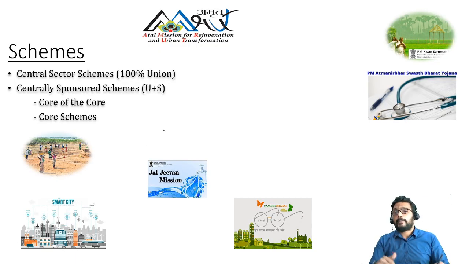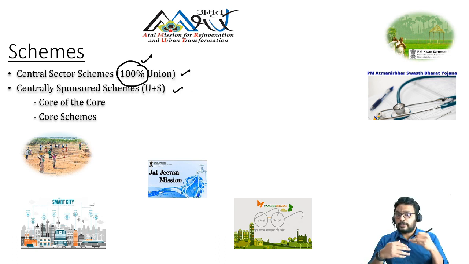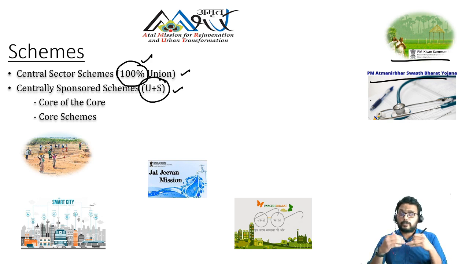Now, we spoke about the schemes, how much government is spending on the schemes as central sector schemes and also centrally sponsored schemes. Central sector schemes are those schemes where government has 100% expenditure on its side, and centrally sponsored schemes are those schemes where the central government and the state governments will be sharing. For example, in the central sector scheme where government is 100% responsible on the expenditure side is PM Kisan, Pradhan Mantri Atmanirbhar Swachh Bharat Yojana, such schemes where government is 100% responsible.